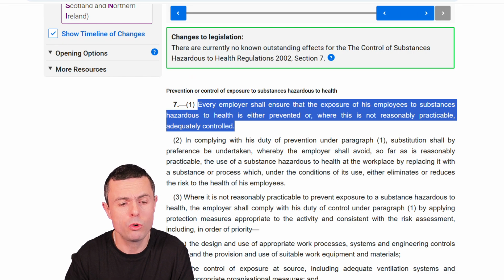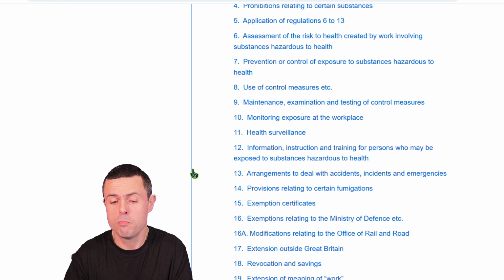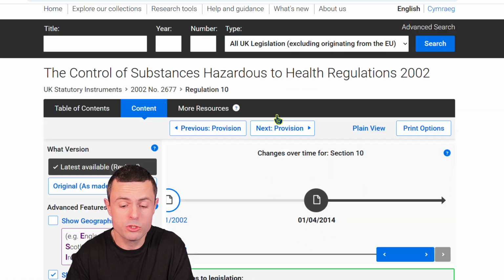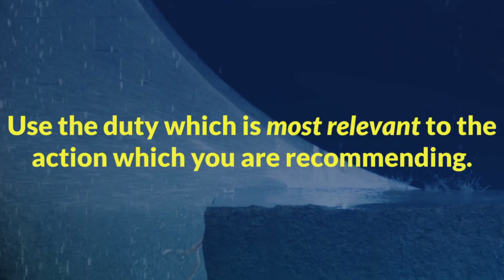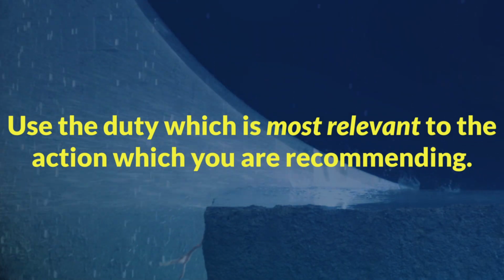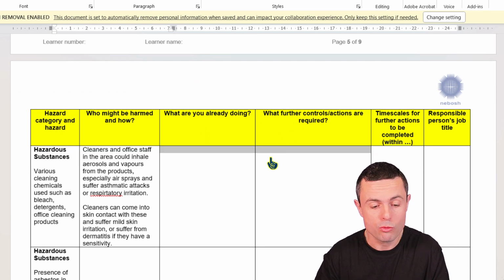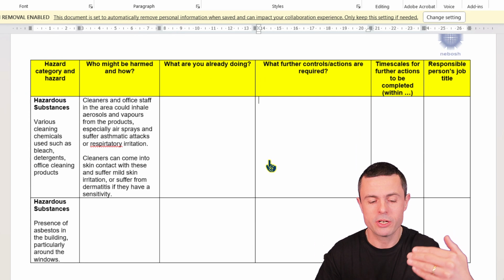So if you're introducing an action to reduce exposure, to control exposure, you could use that as a pretty good justification. But maybe not. Maybe you might want to recommend monitoring. Maybe you want to introduce a monitoring program, in which case you might want to use this one instead. So use the duty which is most relevant to the action which you are recommending. And make sure that all of the legal duties are covered off in your two different control columns right there. Again, so you are in legal compliance.